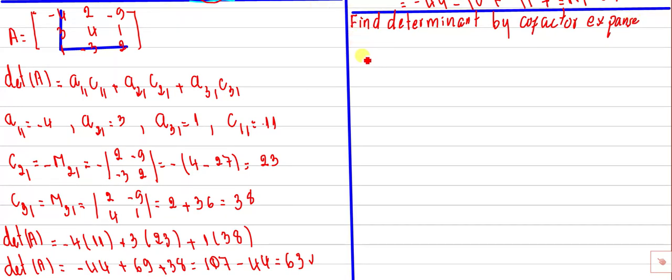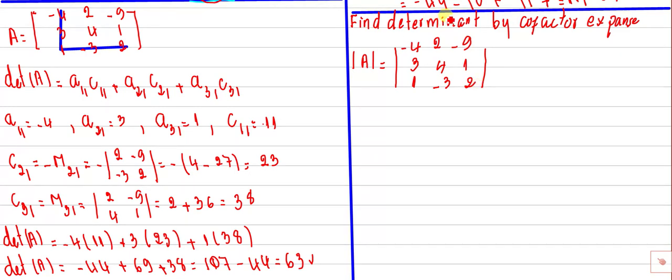So we get the matrix A. I write matrix A and the determinant of A is equal to this one is minus 4, 2, minus 9, and 3, 4, 1. This one is 1, minus 3 and 2. By cofactor expansion, it means about row 1 or row 2 or so.